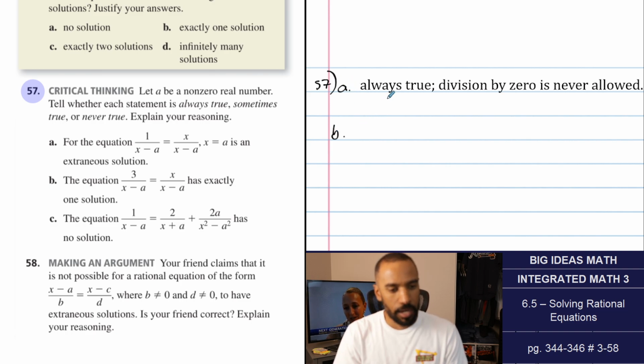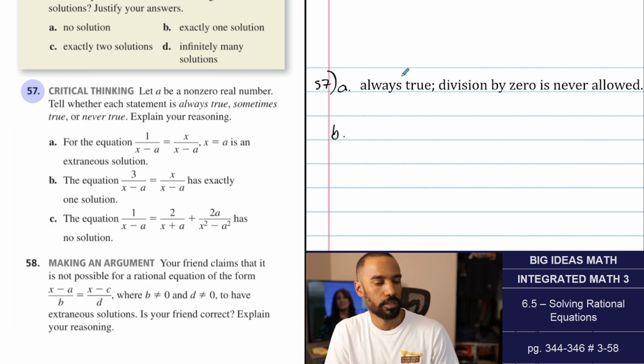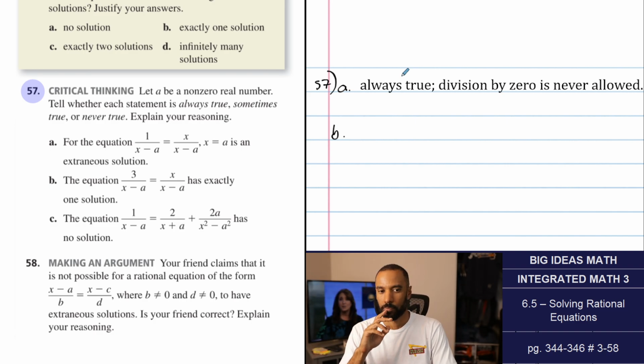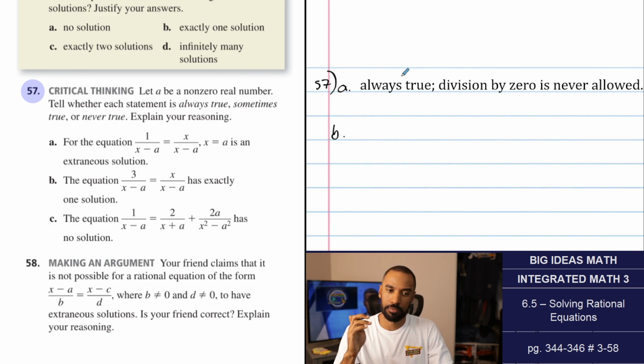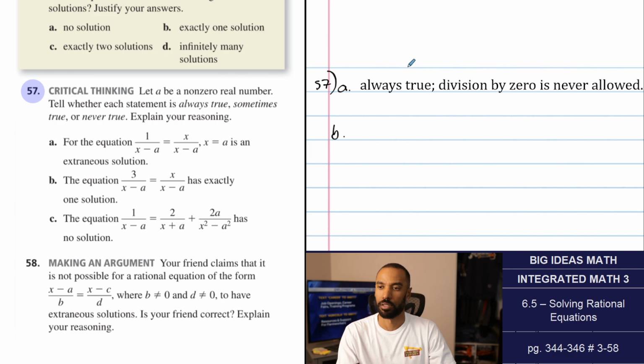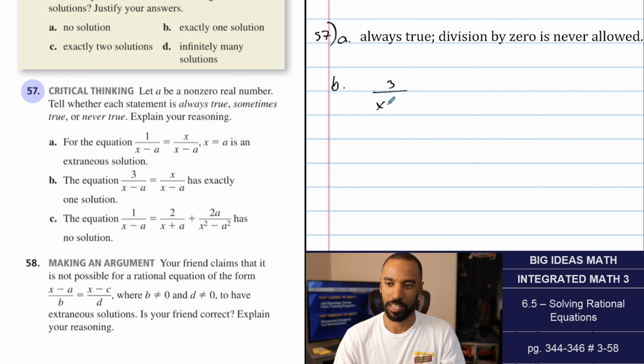The equation 3 over x minus a equals x over x minus a has exactly one solution. I see no reason why that would always be true. It's a sometimes case. Because you create a quadratic, I have to make sure that it's ever even true. If you have... it says exactly one solution, when really what I'm looking at is the fact that this would more often than not have two solutions. Oh, wait, I'm sorry.